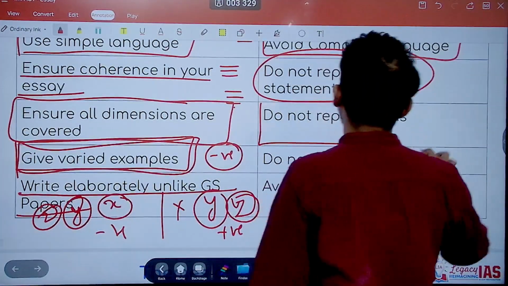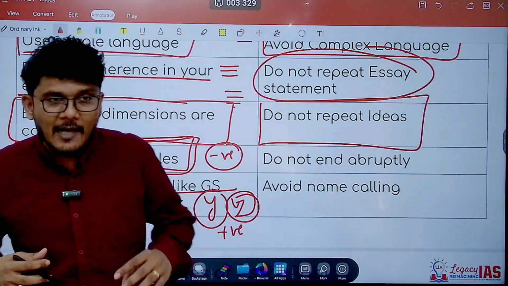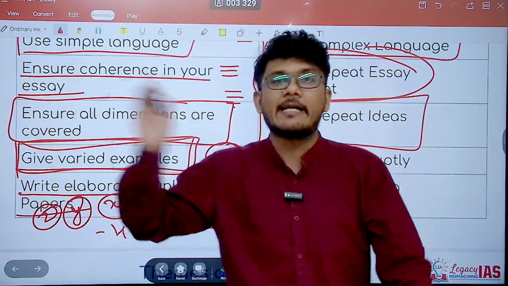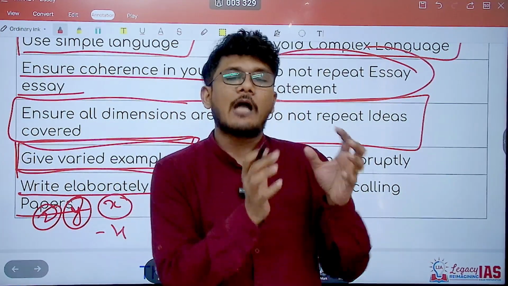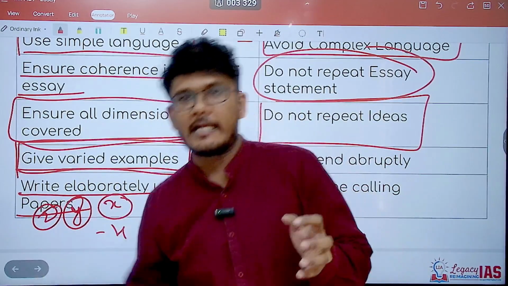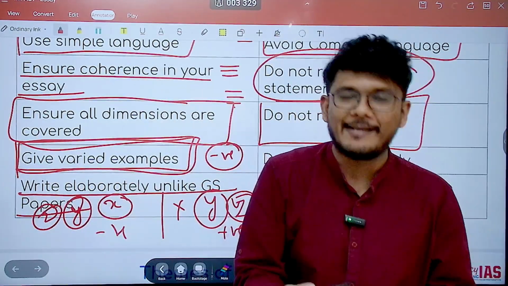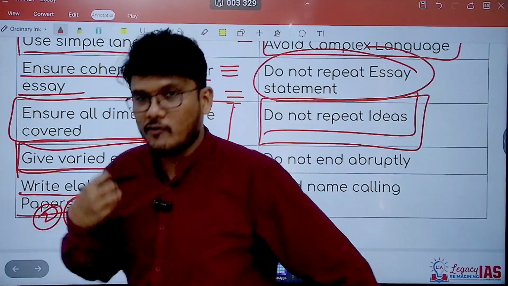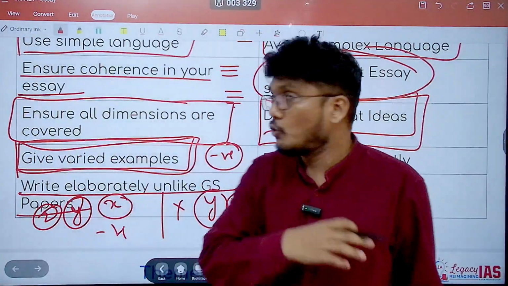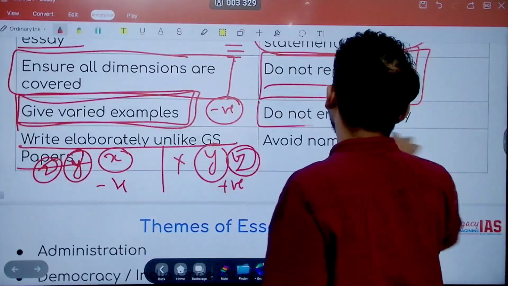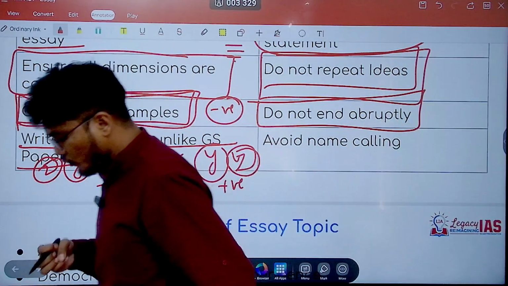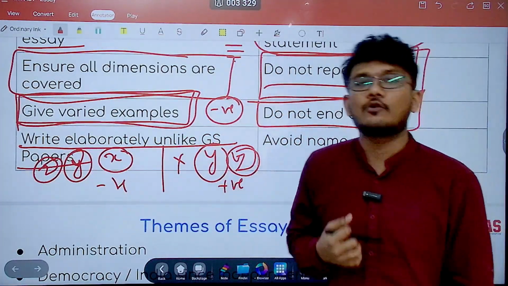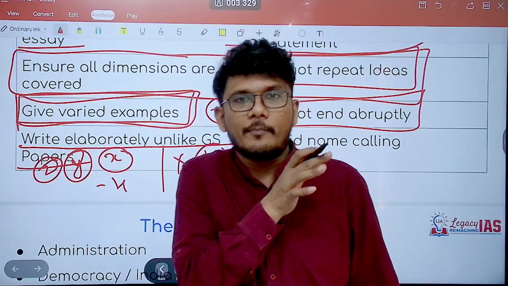And of course, do not repeat the ideas. If you are starting with a particular idea, ensure that you comprehensively complete it and end it. Do not start the idea, keep it half cooked, then move to another idea and get back to the previous idea to complete it. Do not do it. Do not repeat the idea because of paucity of knowledge. That should not happen. Then do not end abruptly, very important. Ensure that the solution or the conclusion also is at least half a page. A conclusion has to be there, and the conclusion should be very coherent.